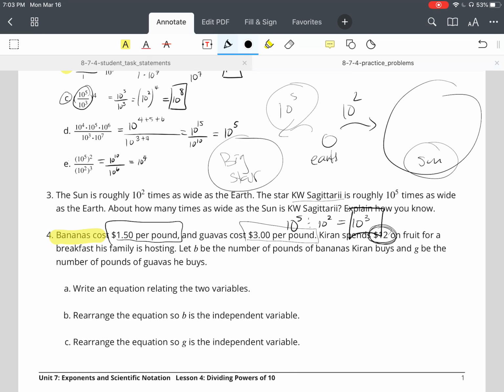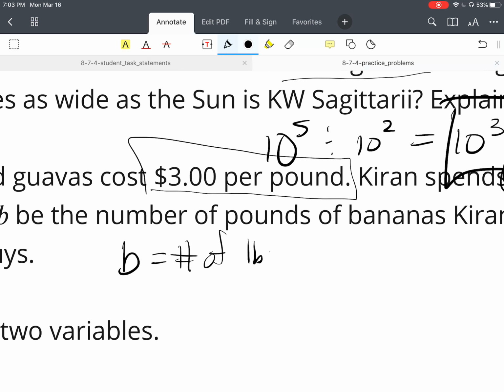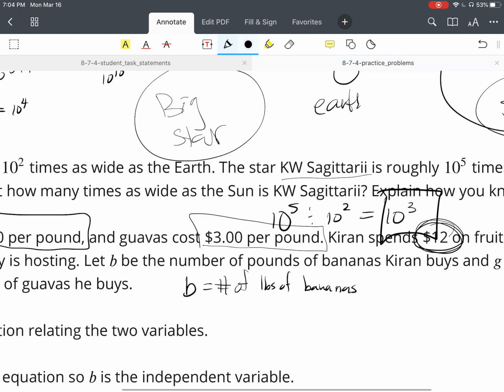Oh, this is awesome. Write an equation. Okay, so we know B represents number of bananas. More specifically, number of pounds of bananas. And then we have G represents the number of pounds of guayabas.